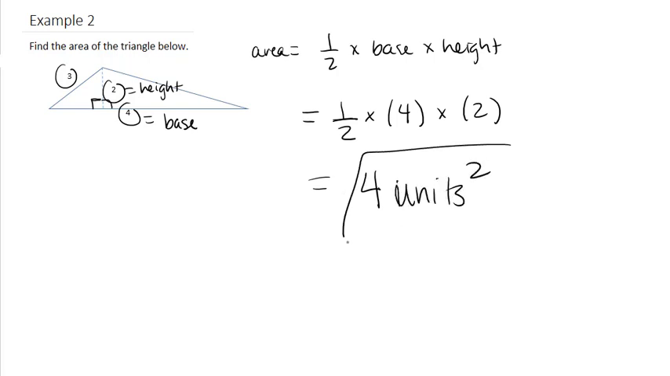units squared. Now the unit squared indicates that it's an area, as we have 4 units times 2 units. So units times units equals units squared.